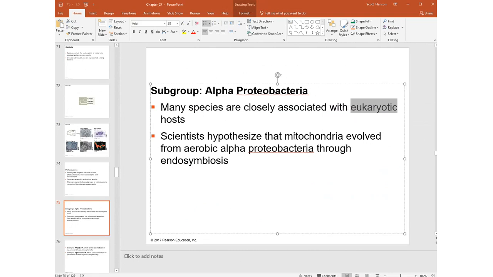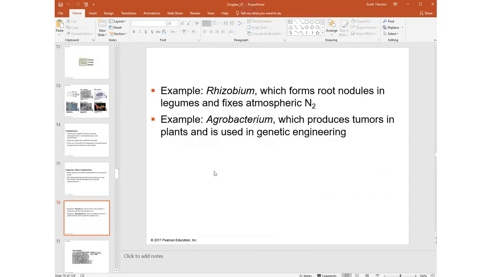And those that hypothesize about evolution and origins of things think that maybe mitochondria actually evolved from aerobic alpha proteobacteria through endosymbiosis. So endosymbiosis basically is a symbiont that is actually inside another species. So an example is rhizobium, then.